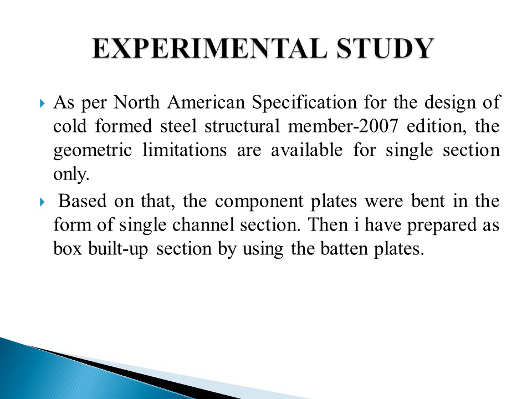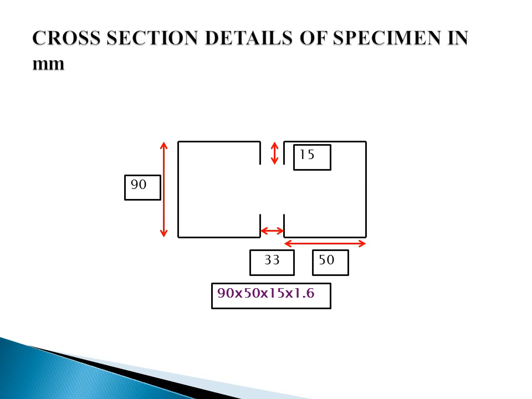Experimental study. I have selected box type built-up sections for the experimental and also the parametric study with different cross sections. This is the cross section details of the specimen, and the dimensions were derived from the limitations of the North American specification, and the spacing is provided based on the moment of inertia about the major axis being equal to the moment of inertia about the minor axis.